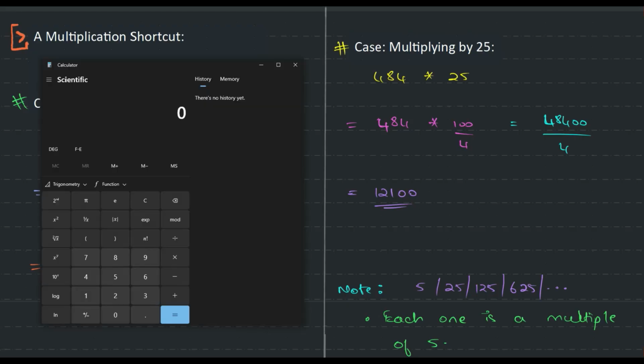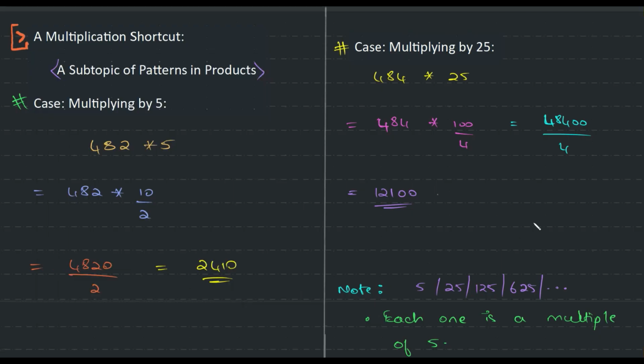Let me actually show it to you guys. 484 into 25. So we got the same answer, but it was so easy, is it not? This was so easy. Can you see that? So whenever you get any such number, 5, 25, 125, 625, and so on and so forth, you can always use this concept. Always use this idea. That is, convert those numbers to multiples of 10 and then do the multiplication and then division.